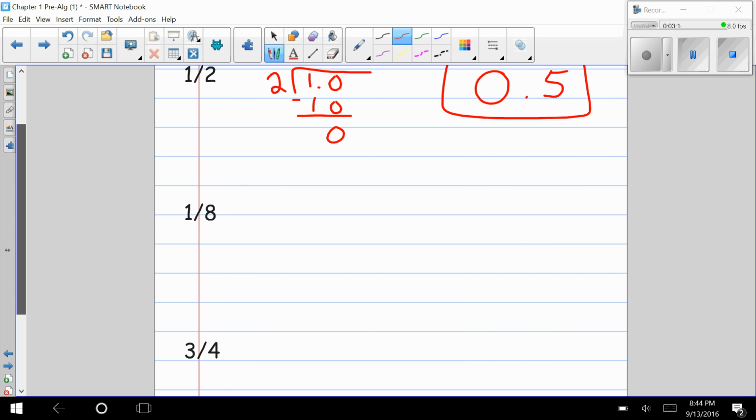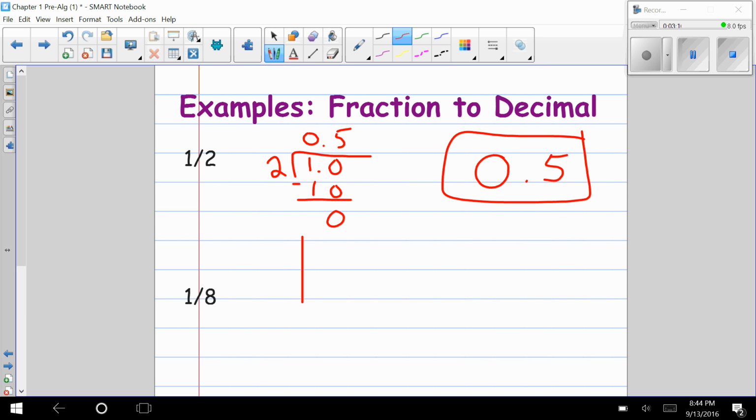1/8 now. My 1 goes under the division. And the 8 goes outside. 8 doesn't go into 1, so I add my decimal. 8 goes into 10 one time, which gives me 8. And I subtract with 2 left over. Remember, we don't like remainders.